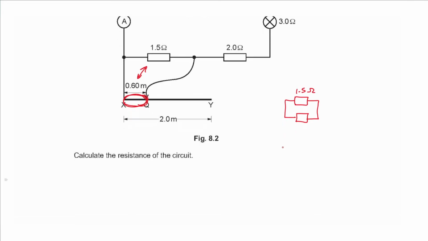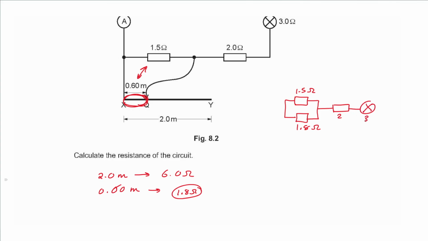The length is directly proportional to the resistance, so we can use cross multiplication. We can say that if 2 meters have a resistance of 6.0 ohms, what does a length of 0.60 meters have? So multiplying 0.60 by 6 and then dividing by 2, that gives us an answer of 1.8 ohms. So the 1.5 ohm resistor is in parallel with 1.8 ohms. And then we have a 2 ohm resistor in series and a 3 ohm lamp in series. First we calculate the part in parallel and then we add the resistors in series.